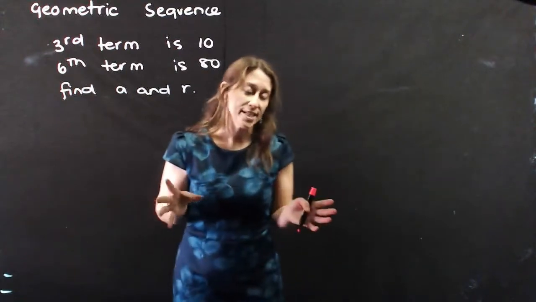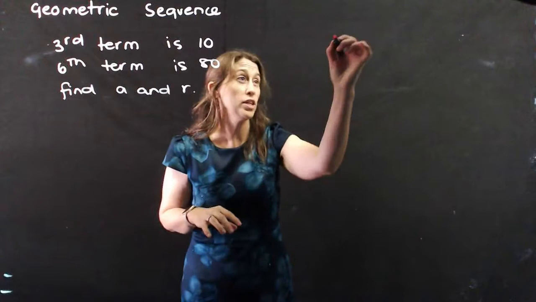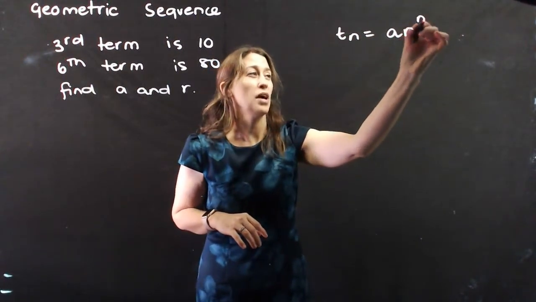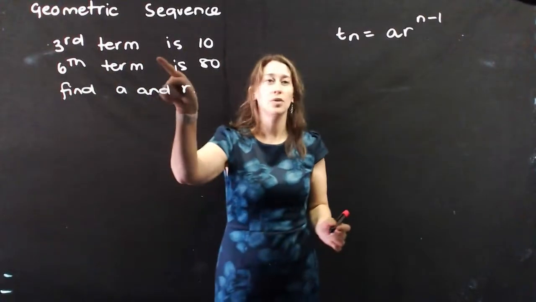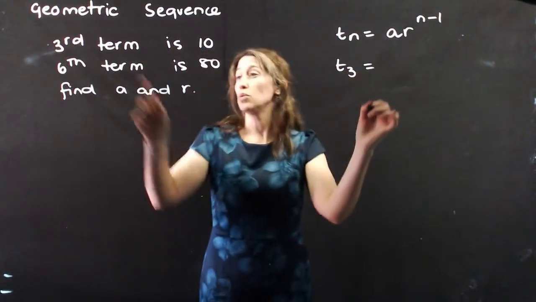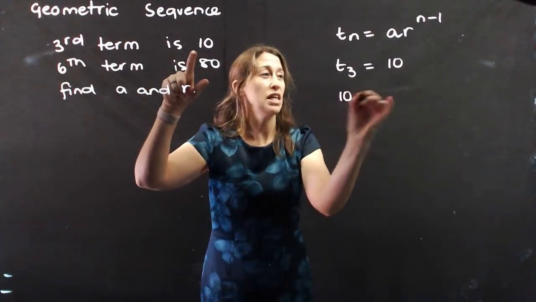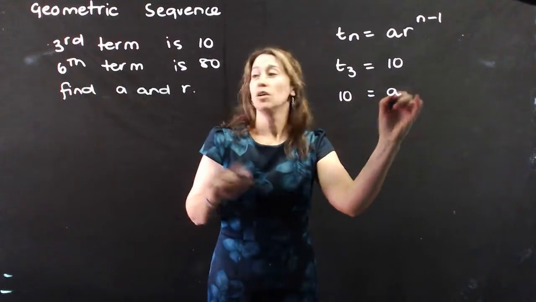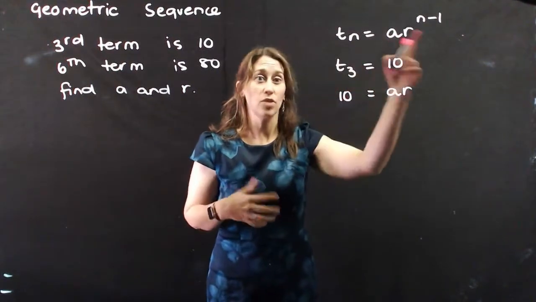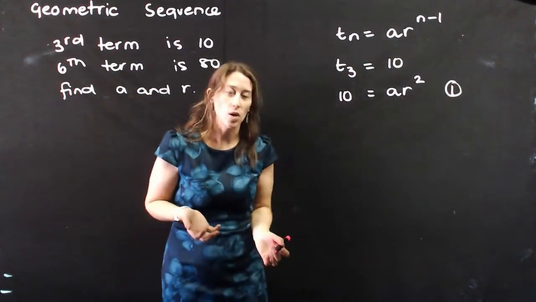So let's write down two known equations using these values. The general equation that we've been using up to here is AR to the power n minus 1. So let's write down the information of the third term. T3 equals 10, and we can also say that 10 equals A, common ratio we don't know, R to the power, if it's the third term, then 3 minus 1 is 2. So that's equation 1, 10 equals AR squared.